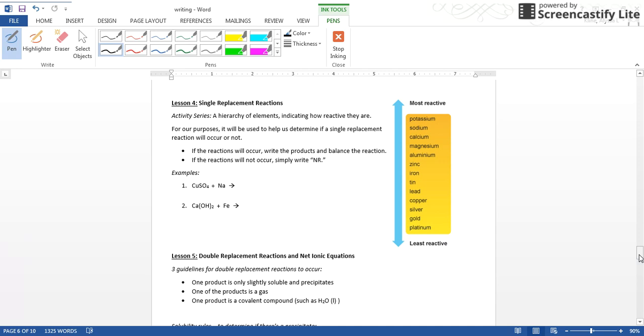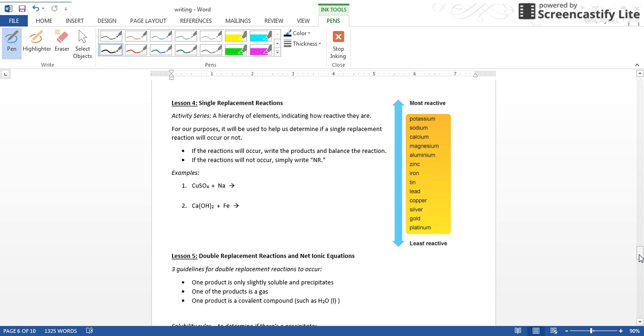So we're going to need to learn how to read this and use it so that we can decide if a single replacement reaction will occur. If we go ahead and look at lesson 4 with this activity series, we will treat these in two different ways. If they're going to occur, we're going to write the products and balance. If not, we're going to just write NR.